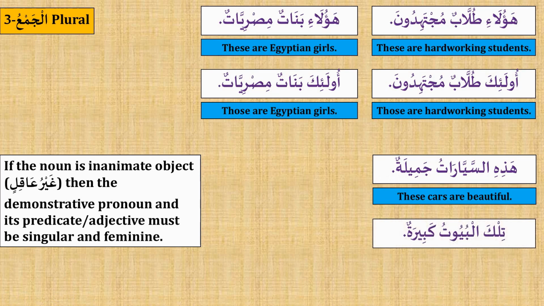Another example: تلك البيوت كبيرة. Those houses are big. Al-buyut is the plural of al-bayt, the house. It is an inanimate object, and the demonstrative pronoun must be singular and feminine, as well as the khabar or predicate.